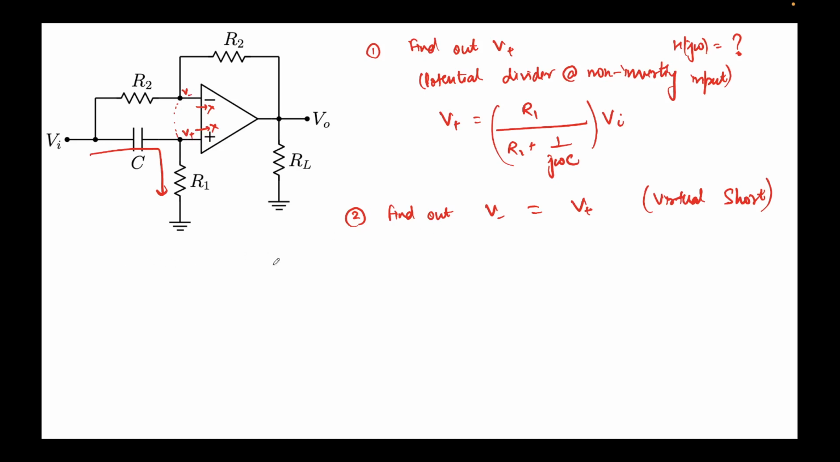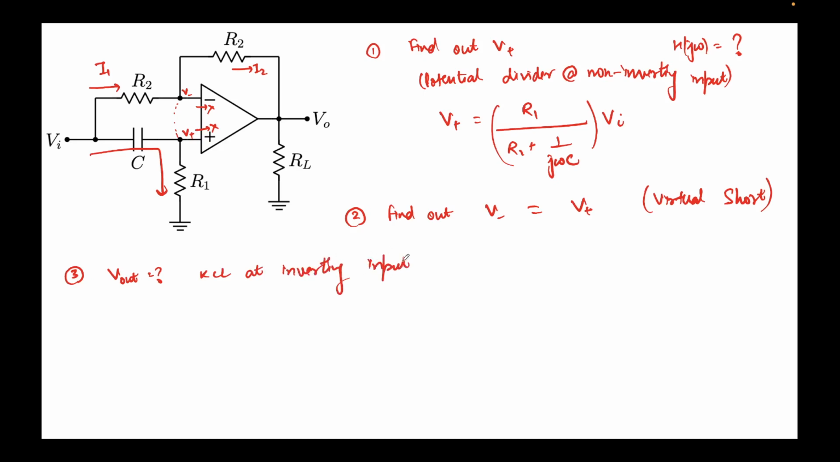Okay, now as a third step, what we'll find out is V out. How do you find V out? Let's assume this current here is I1, this current here is I2. So how to find out V out? We see that KCL at the inverting input.